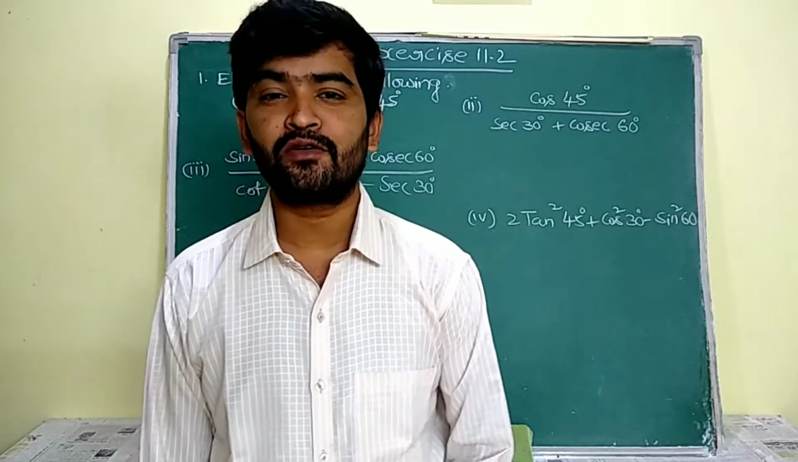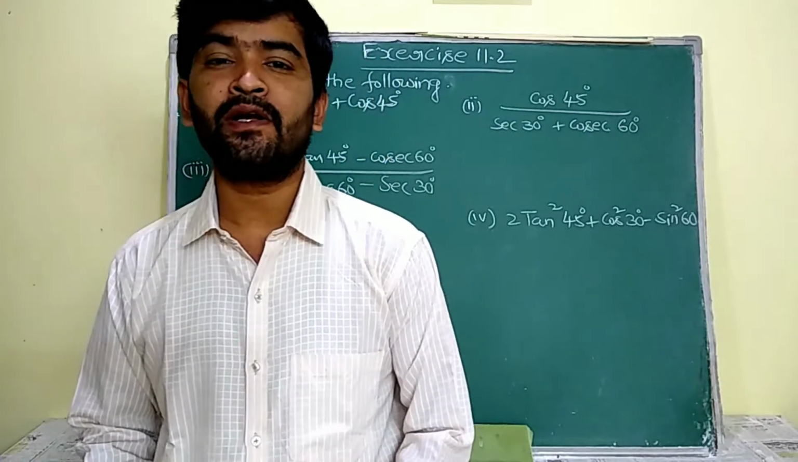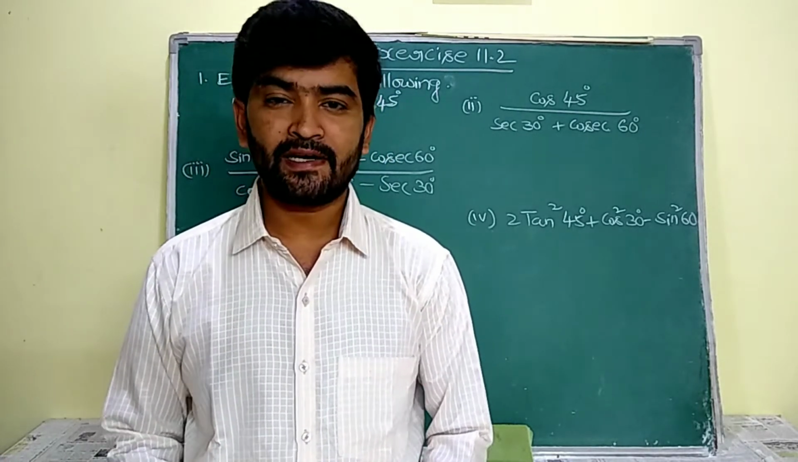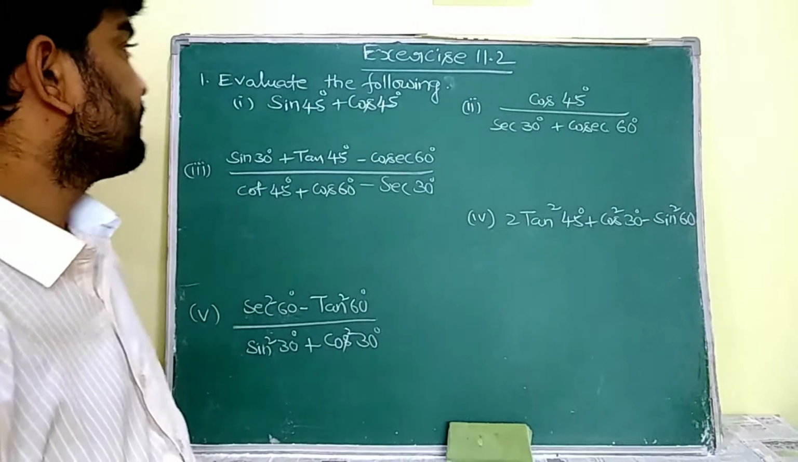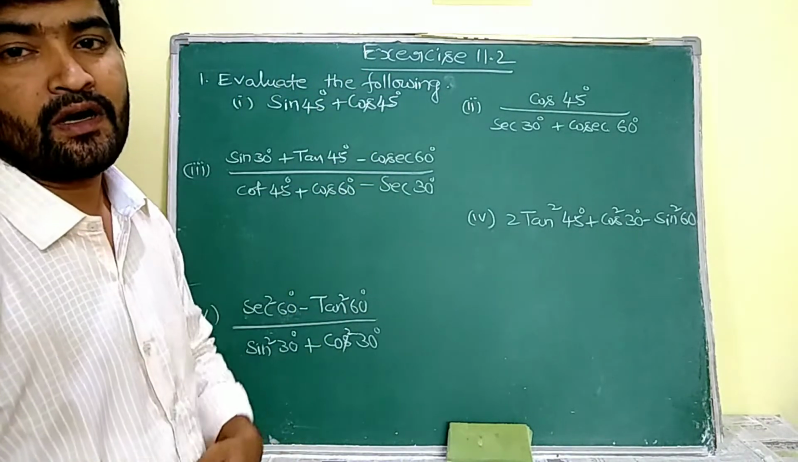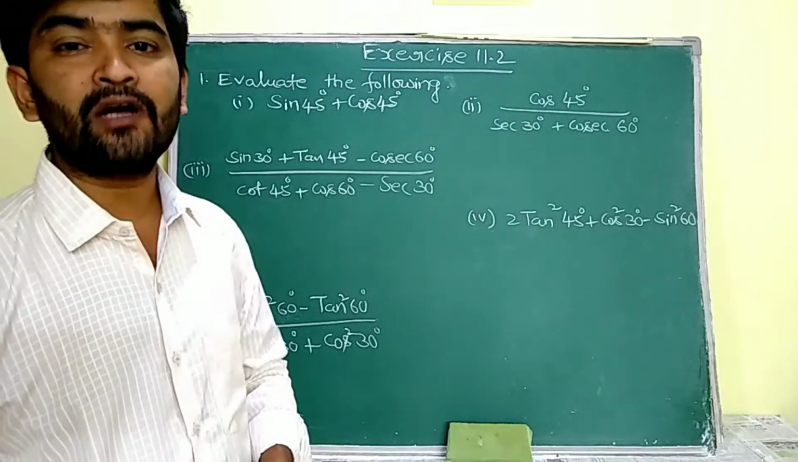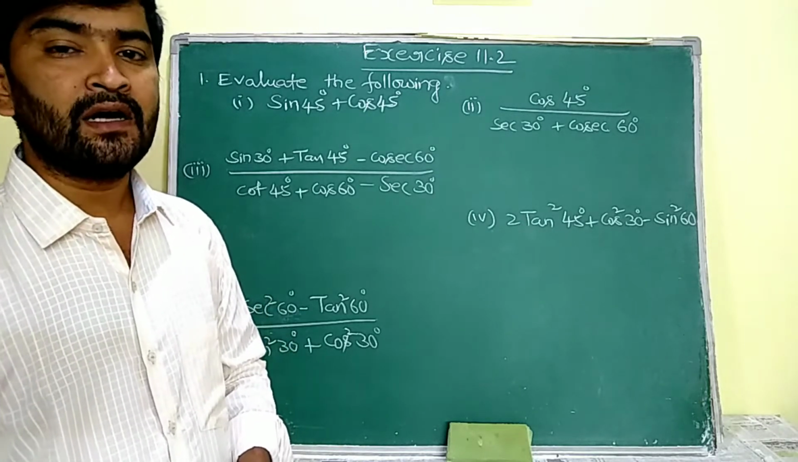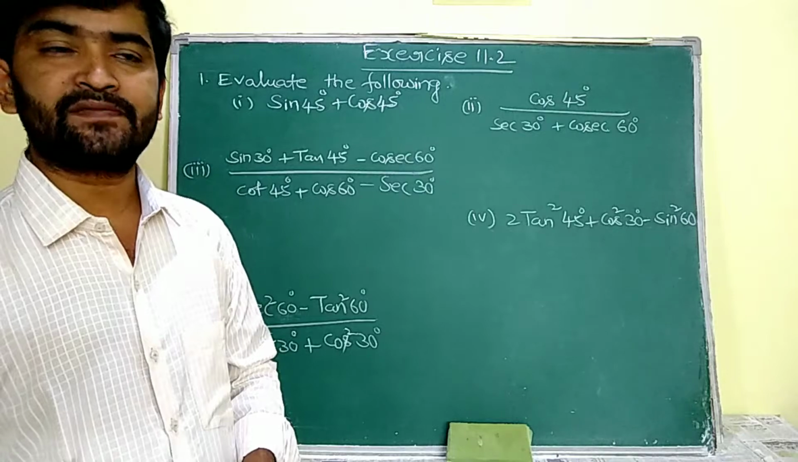Now in this video we are going to discuss exercise 11.2 of the chapter Trigonometry. The first question: evaluate the following. In this exercise we are going to use the trigonometric ratios for the specific angles.